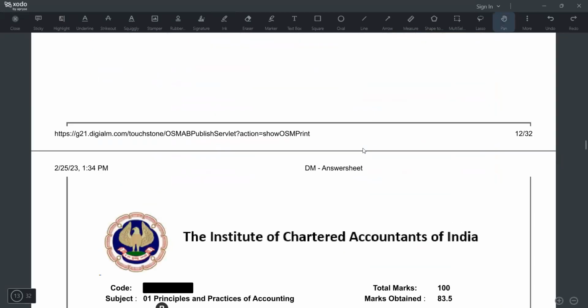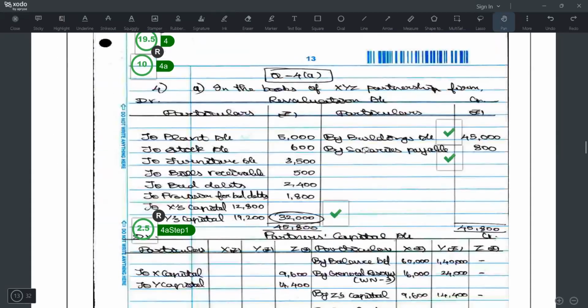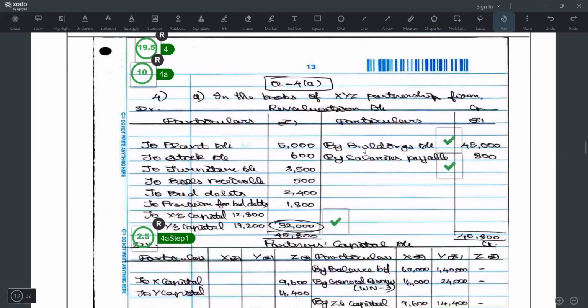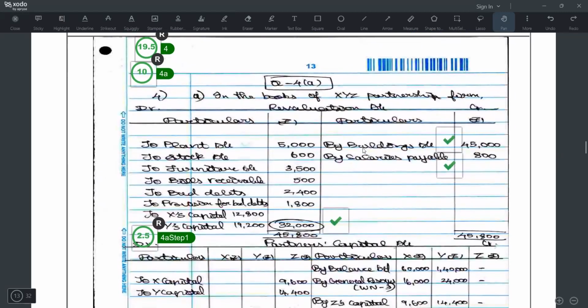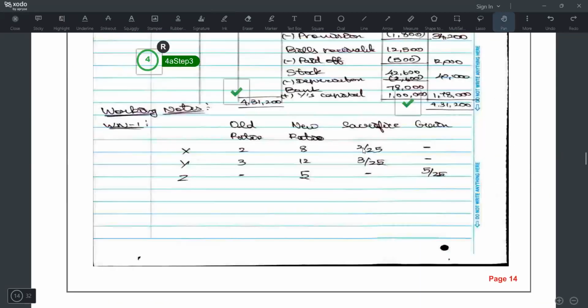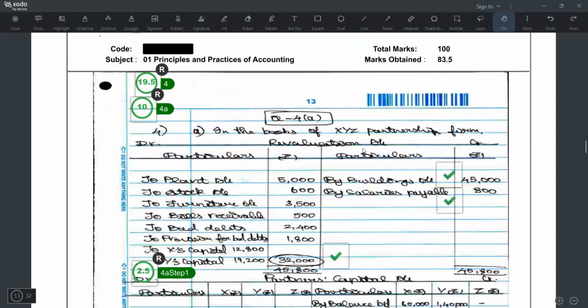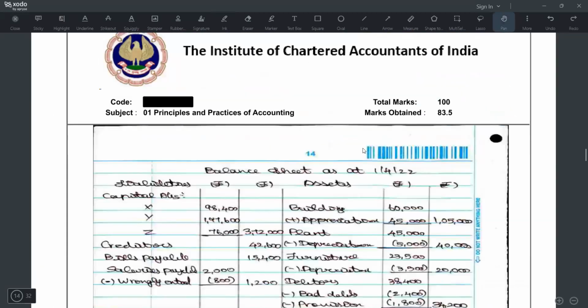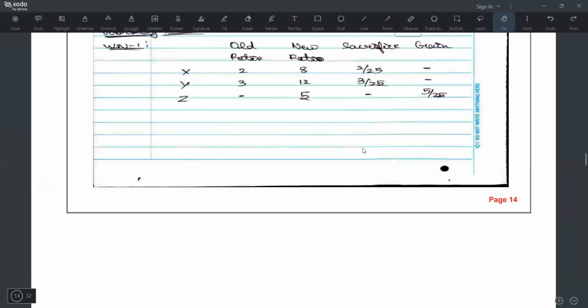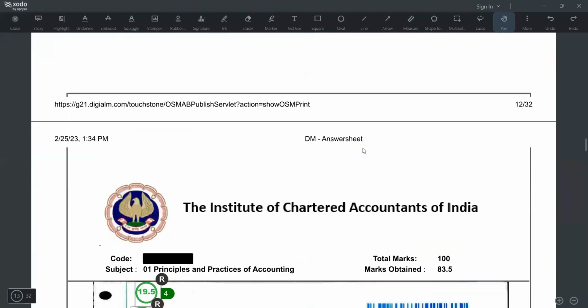Okay. Next question, what is written here? 4A has been written. He has done very good in partnership. So he has scored 10 out of 10 marks in partnership. I think so. It is a 10-mark question. Yeah. He has scored 10 out of 10 marks in those partnership. Okay. We'll just try to decode it.